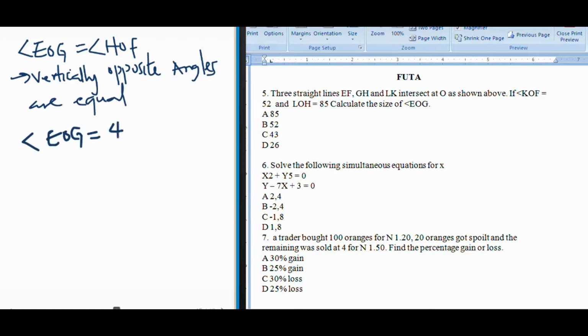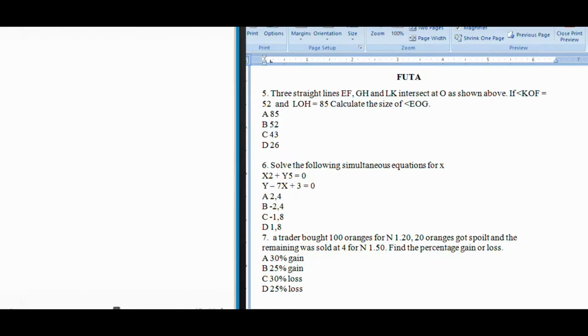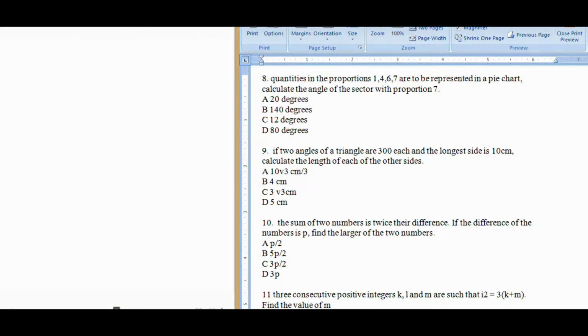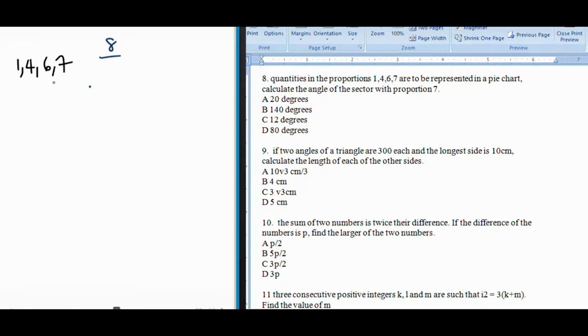Questions 6 and 7 are not complete. Move straight to another question. The next question is: quantities in the proportion 1, 4, 6, and 7 are to be represented in a pie chart. Calculate the angle of the sector with proportion 7. That is, we have to find the angle corresponding to that 7.